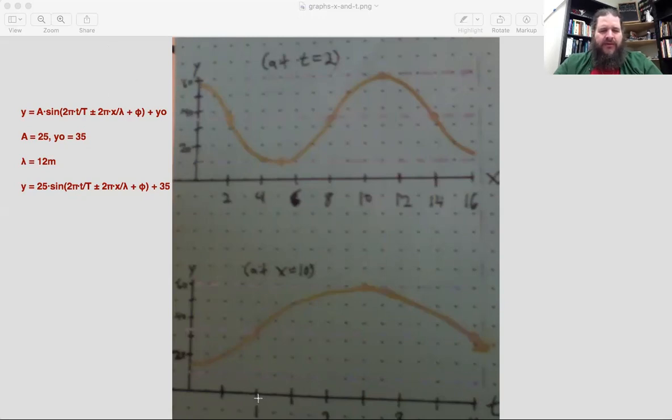We have, for instance, equilibrium on the way up at 1 second, and then a crest at 2.5 seconds, then equilibrium on the way down at 4 seconds. Or let's say we just use this equilibrium on the way up and the peak, 1 second and 2.5 seconds. How much time is that?